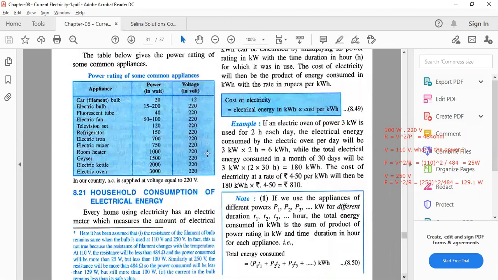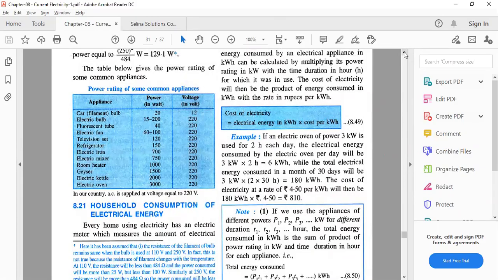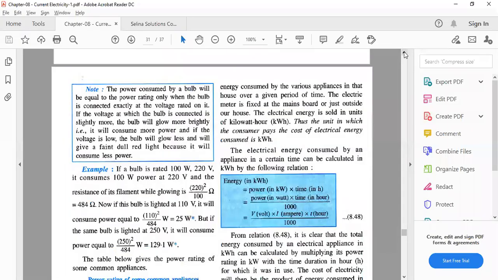Okay. Now household consumption of electrical energy. This part we had studied in 8th standard. I hope you remember. I don't know, I had taught it then, I know that. So electricity has an electric meter which measures the amount of energy consumed by various appliances in that house over a given period of time. The electric meter is fixed at the mains board or just outside your house.